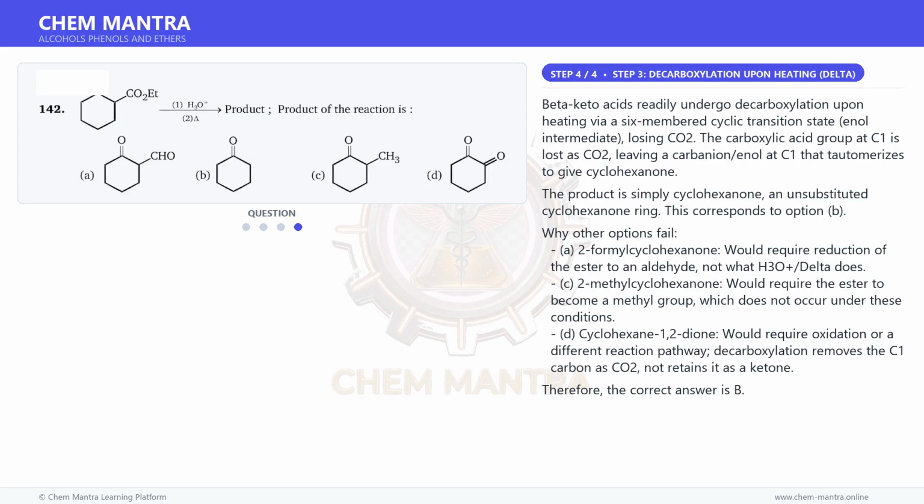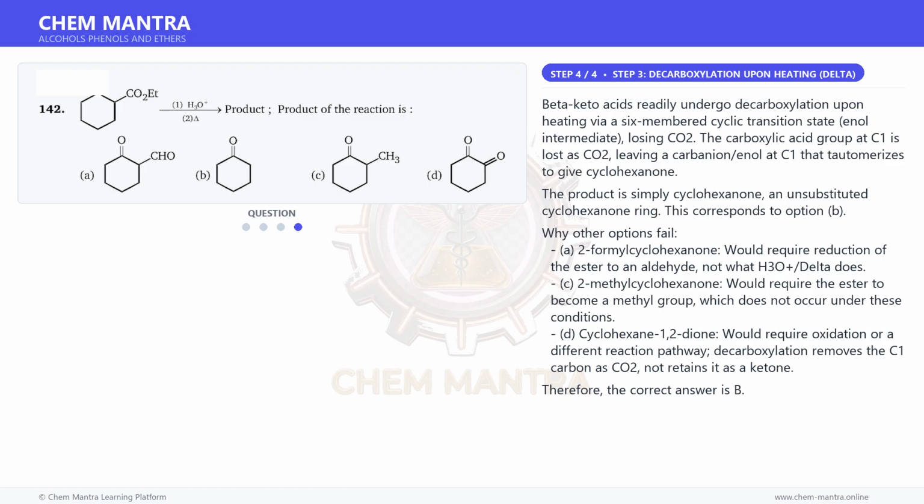And for the final step, beta-keto acids readily undergo decarboxylation upon heating via a 6-membered cyclic transition state, enol intermediate, losing CO2. The carboxylic acid group at C1 is lost as CO2, leaving an enol at C1 that tautomerizes to give cyclohexanone. The product is simply cyclohexanone, an unsubstituted cyclohexanone ring. This corresponds to option B.